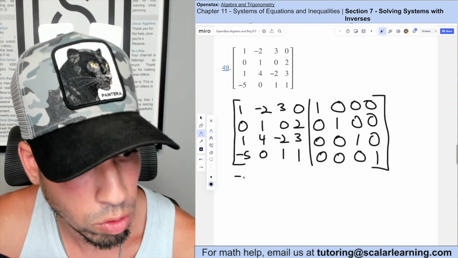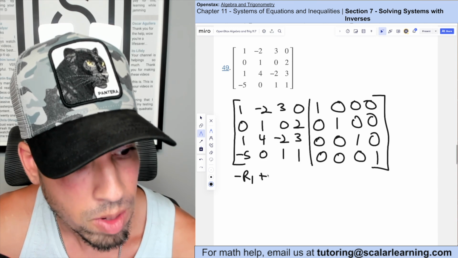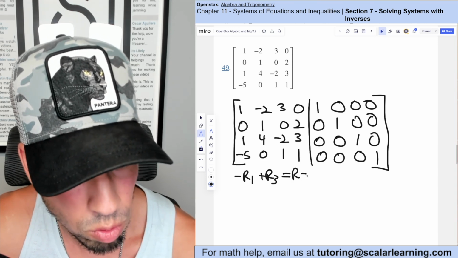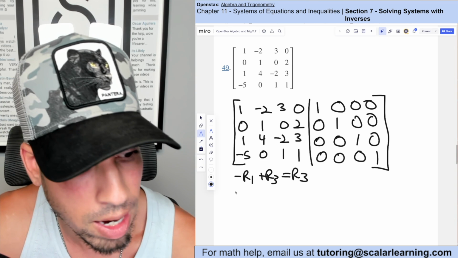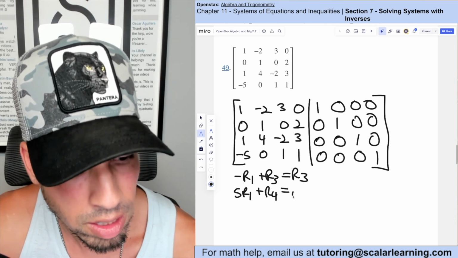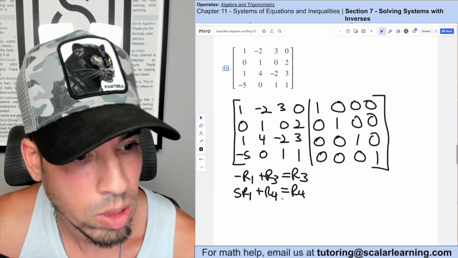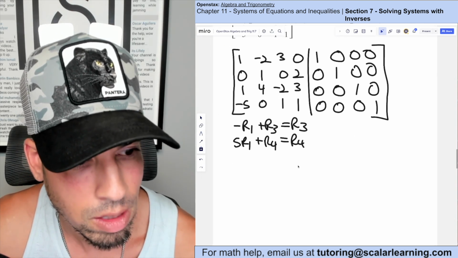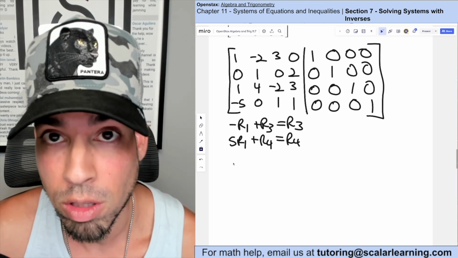To get row 3, we're going to do negative row 1 plus row 3 to get a new row 3. We're also going to do 5 times row 1 plus row 4 to get a new row 4. I'm only combining steps here because it's just so much work. It's going to take so long otherwise. So let's do this now.